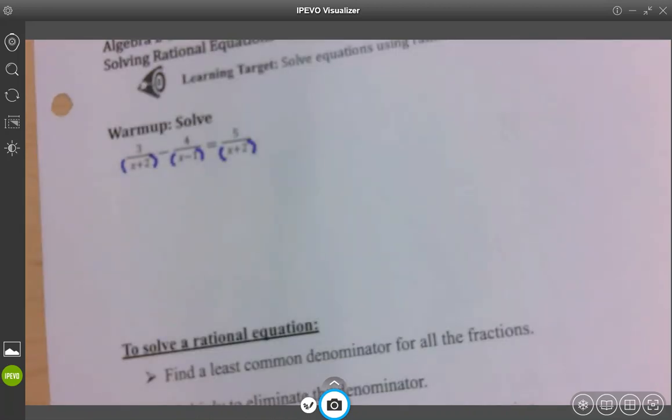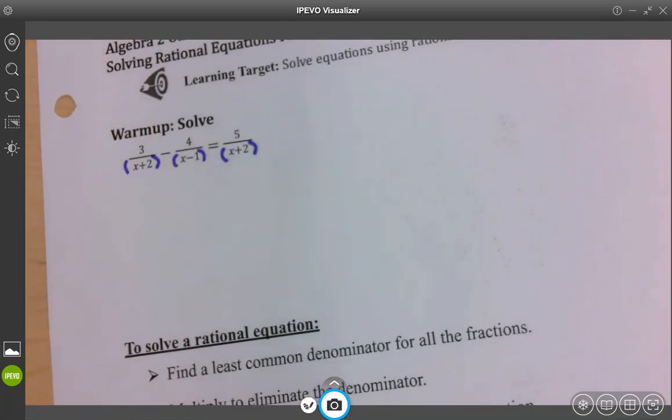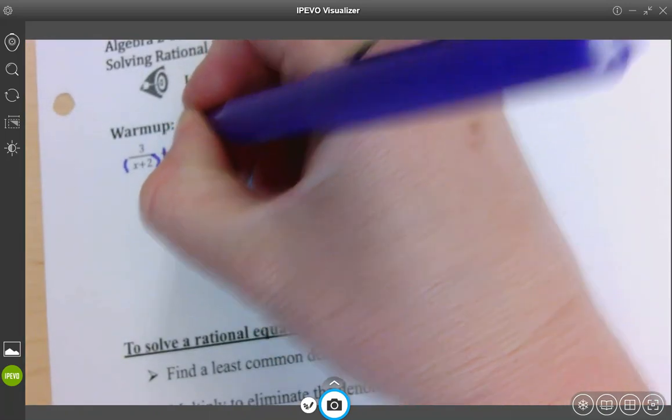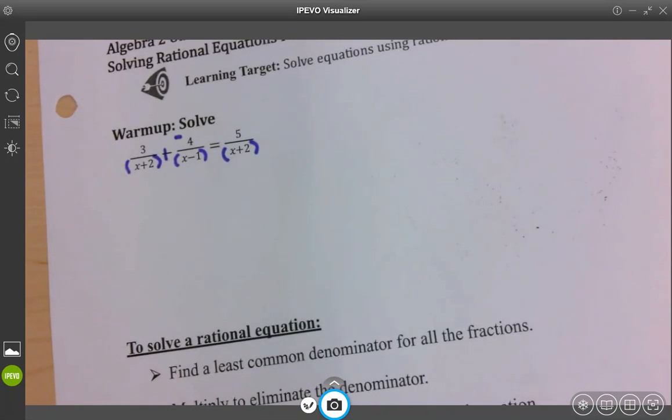the minus to what, Gideon? What'd you change the minus to? A plus negative, right? Yeah, I saw that. Ugh, I don't like that seasick thing.